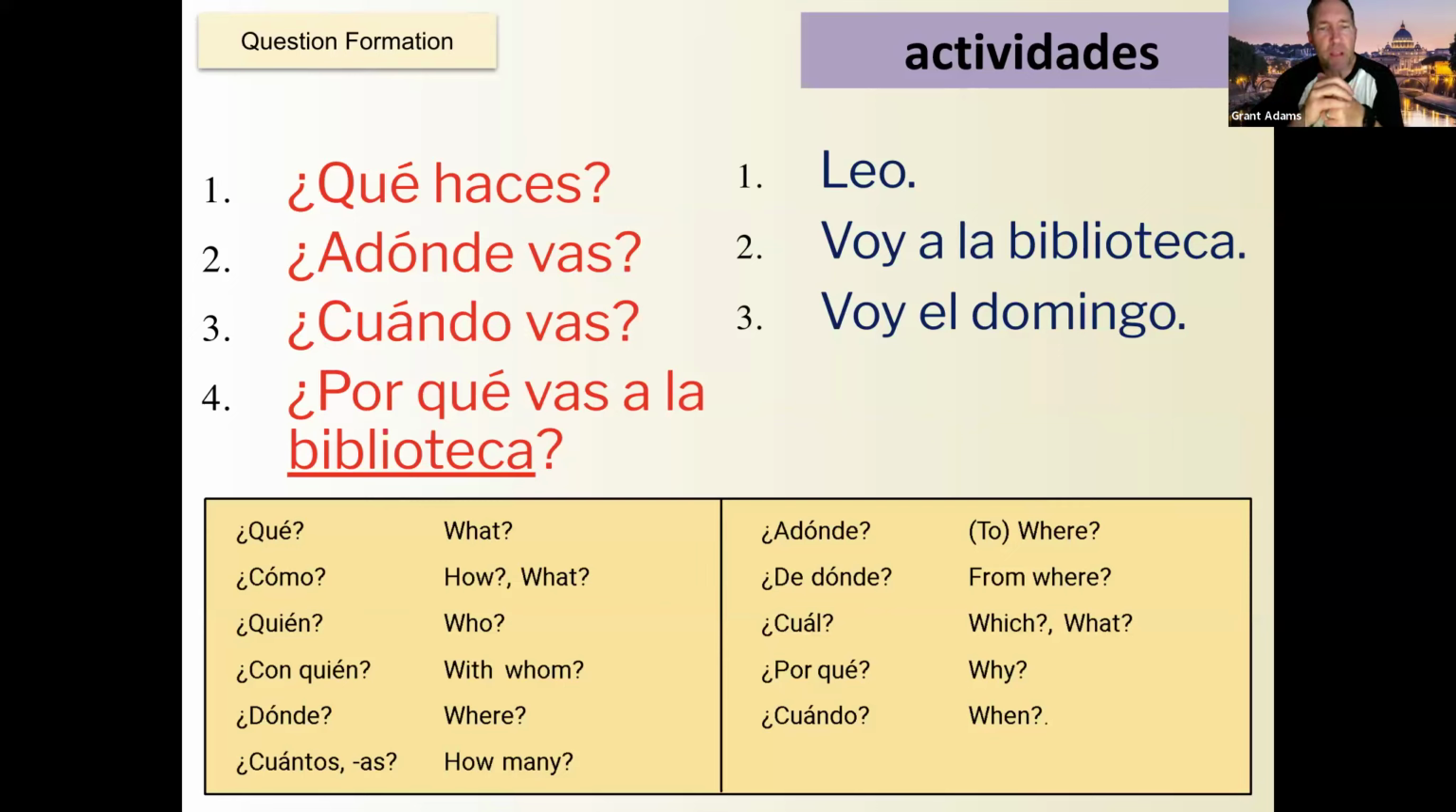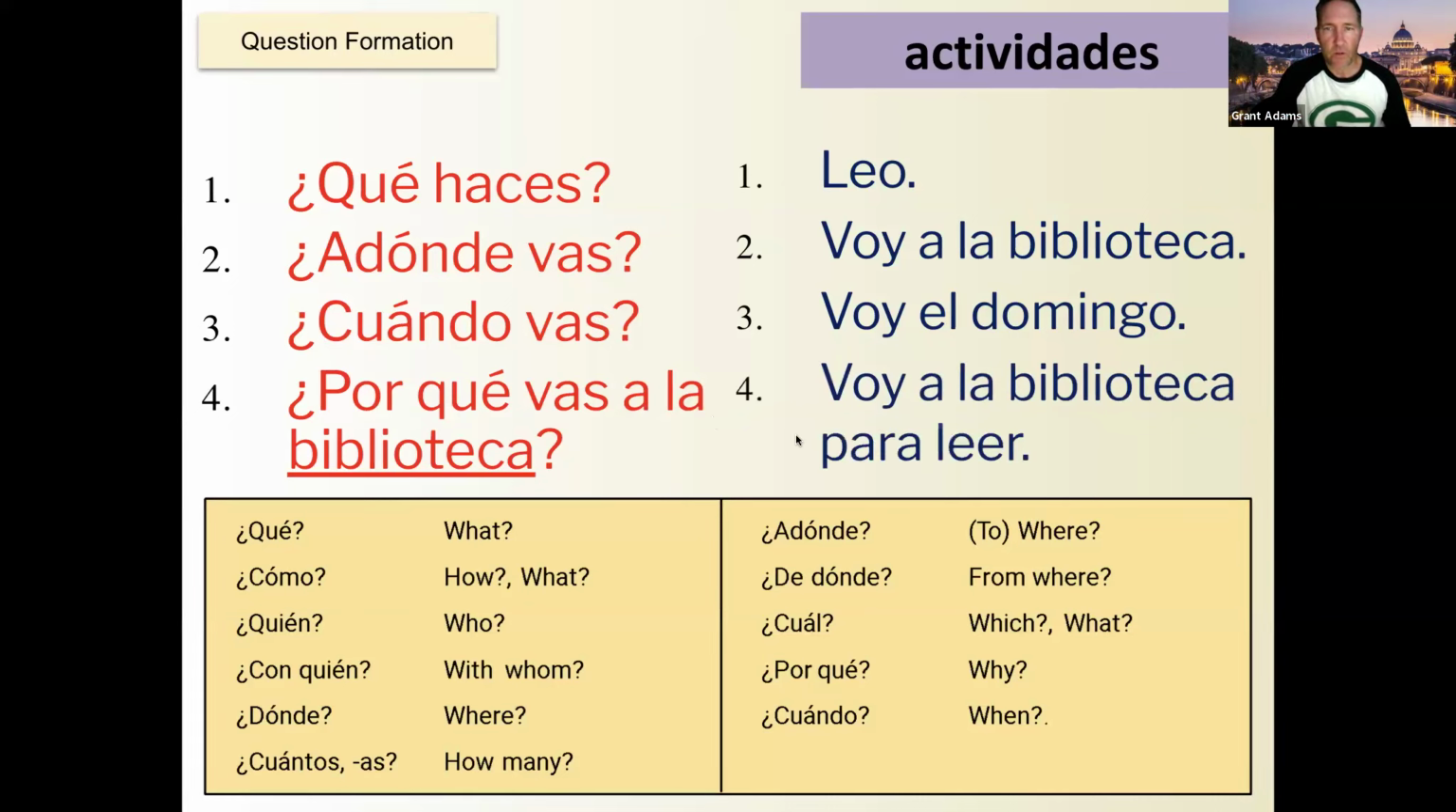Good. ¿Por qué? Why? ¿Por qué? Yo voy. Anybody have an answer? Yo voy a la biblioteca para leer. I'm going to the library in order to read. Para leer. This is just random ways that we could throw out these interrogative words. ¿Qué? ¿A dónde? ¿Cuándo? ¿Por qué?